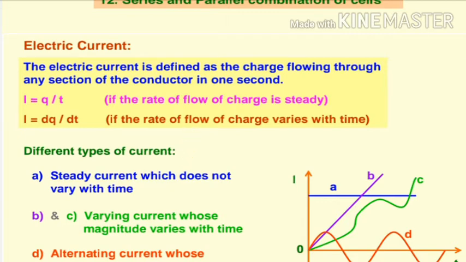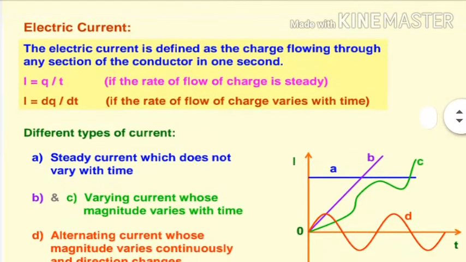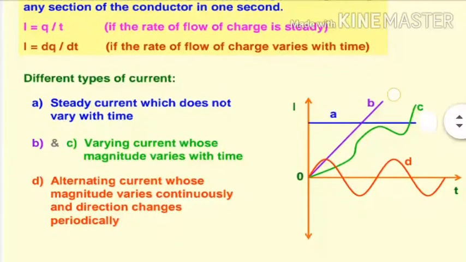Different types of current. First, a steady current which does not vary with time, and the current which is varying with time. There are many types of current which vary their amplitude with respect to time. They are also expressed by the graph. Let us see the graph.